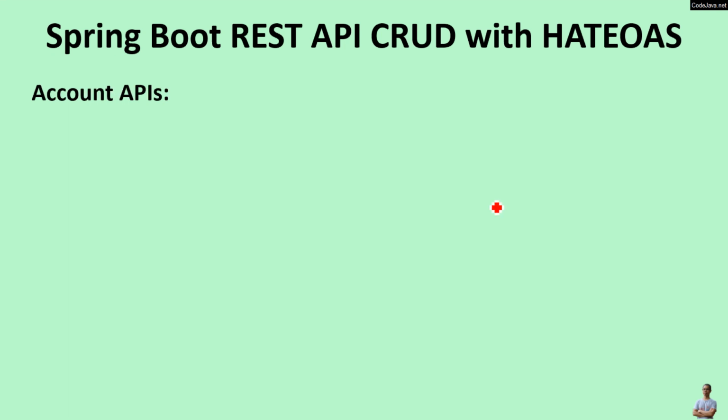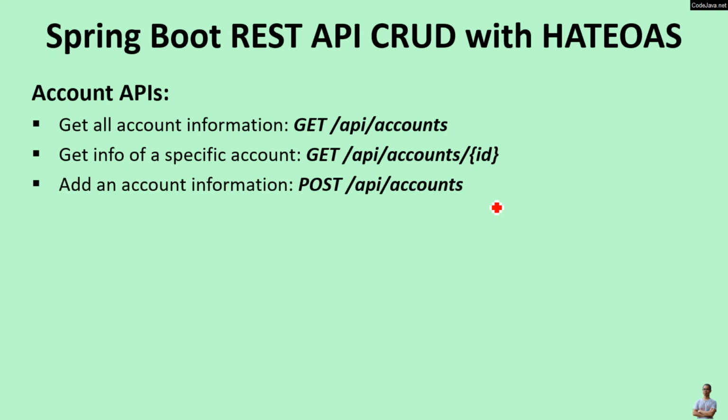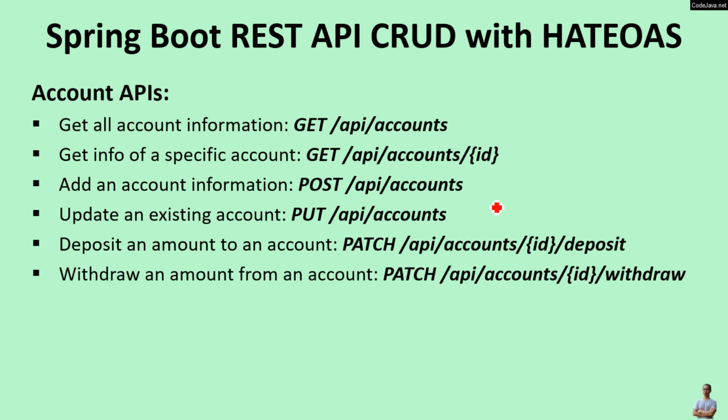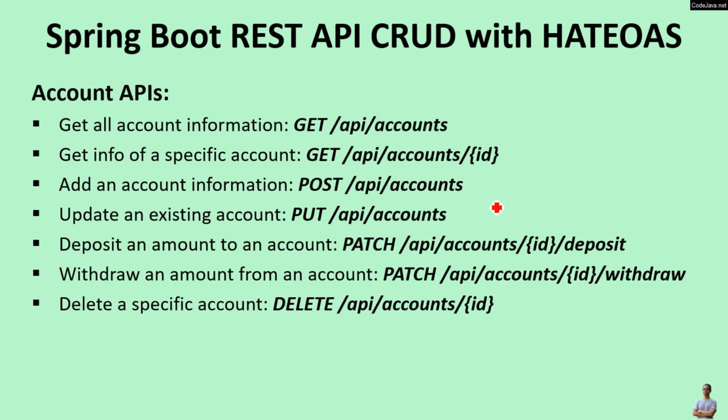In detail, you will learn how to develop the following REST APIs for account management, or account APIs: get all account information, get information of a specific account, add an account, update an existing account, deposit an amount to an account, withdraw an amount from an account, delete a specific account, and these are the API endpoint URIs. You see, each API is identified by a unique URI like this.